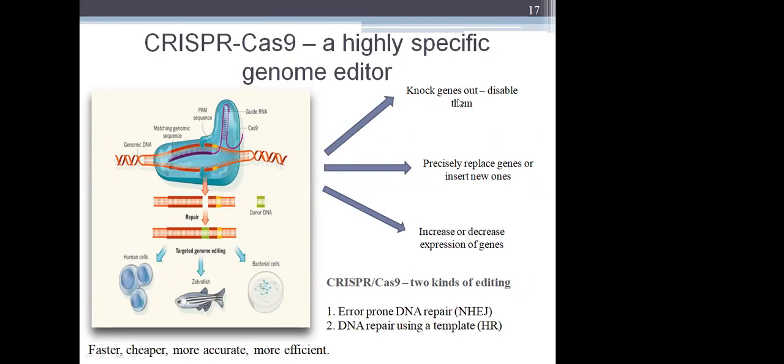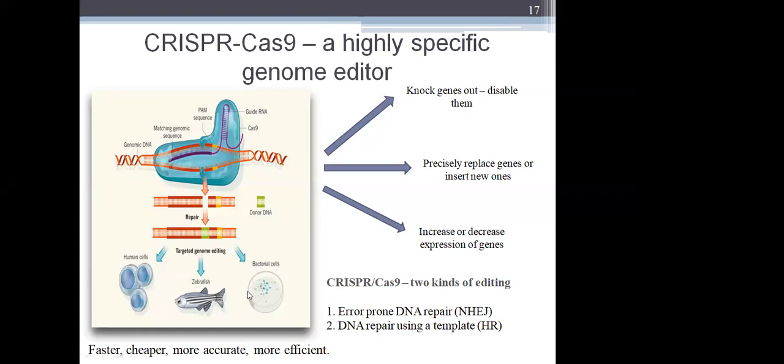As a result of the double strand break, as I told, cells naturally join the DNA, but it has a mutation, which means that the gene is now knocked out, or this gene is now disabled. Secondly, we can insert some bases or replace new genes here. For that, we also need to add donor DNA. This is a modification in the CRISPR-Cas9 system, that along with the CRISPR-Cas9 system, we also add a donor DNA. We can also increase or decrease the expression of the genes.